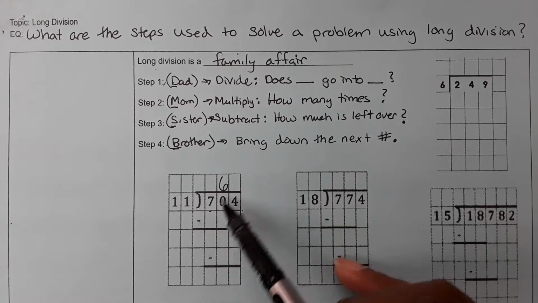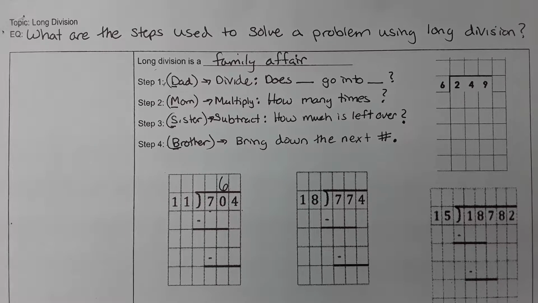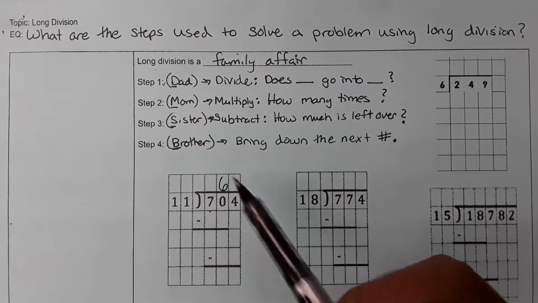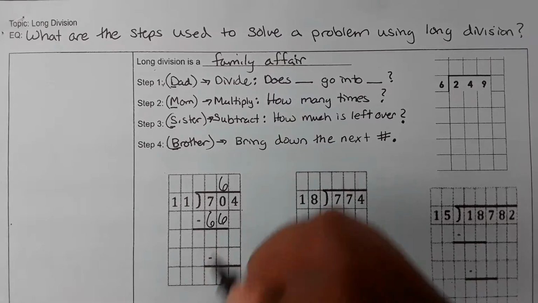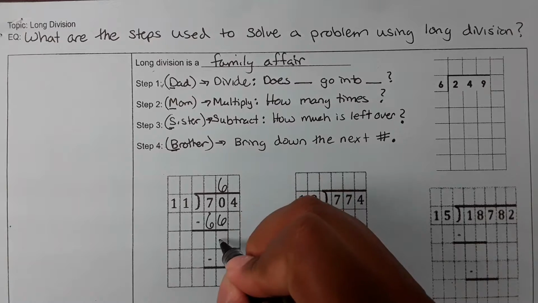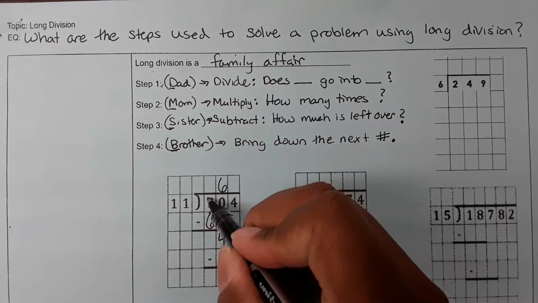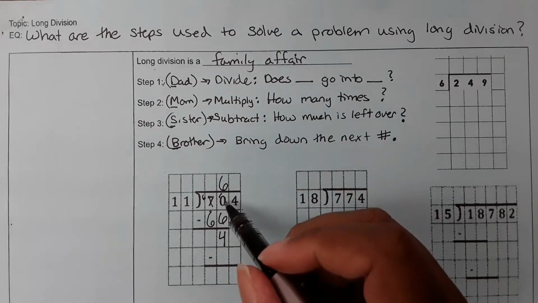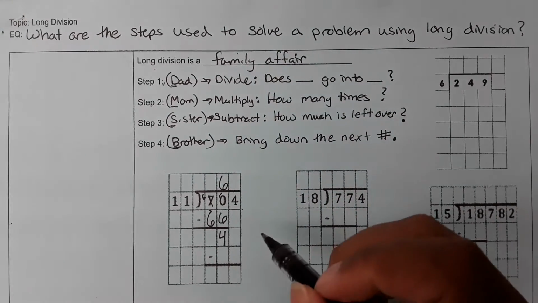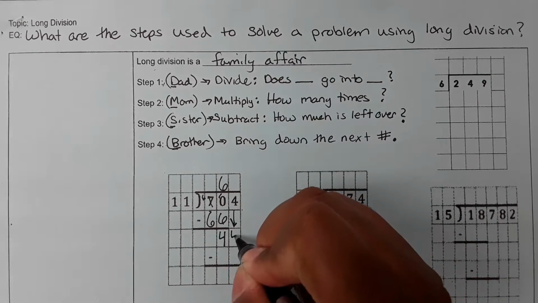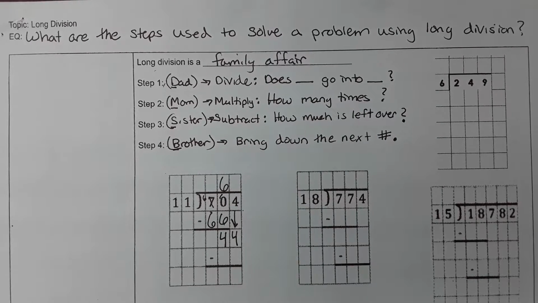How many times? Well, I'm pulling out my multiplication chart. If I need help, I would say, 11, the closest I can get is 66, and that was multiplying by 6. So I have 66. Looking for the difference between the two, I'm going to subtract, and I get 4, because we borrowed here, so regrouped here. 10 minus 6 is 4. So I'm done with sister's part, and now I move to brother's part where I bring down my next digit, which is 4.